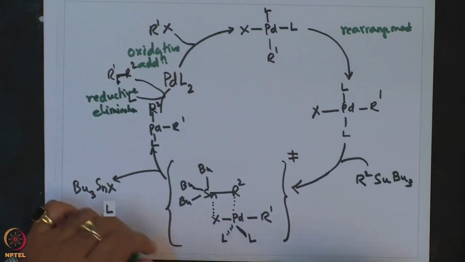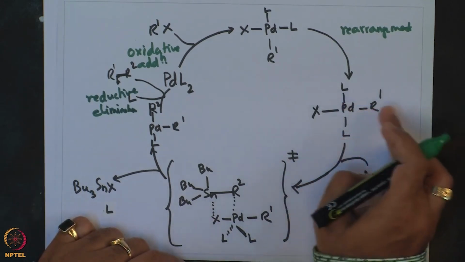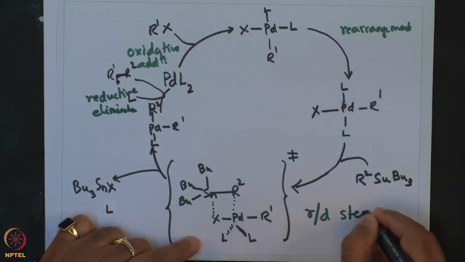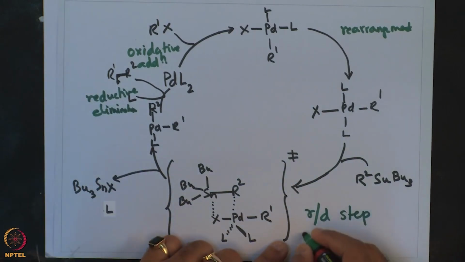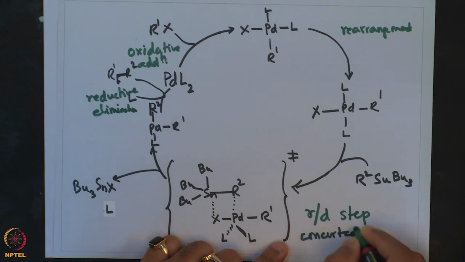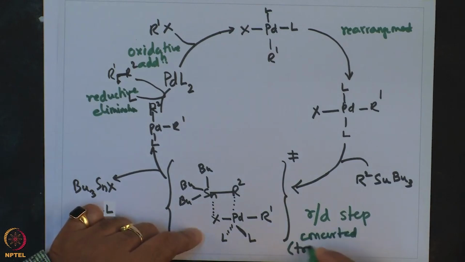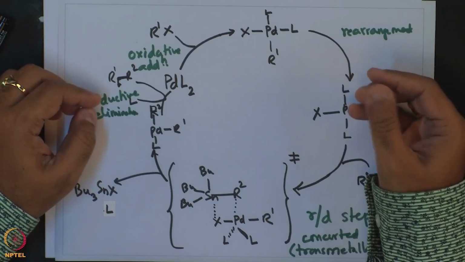And the rate determining step, of course, is this attack of this R2 on this Pd R1 X. So, this is the RD step of the reaction, and this step proceeds by a concerted mechanism pathway as seen over here, and this step is also popularly called the transmetallation reaction. So, this in brief gives a glimpse of how the Stille coupling happens.